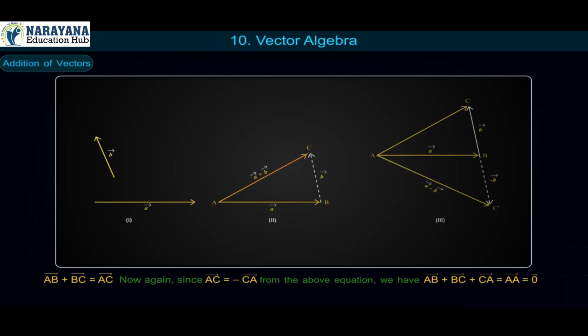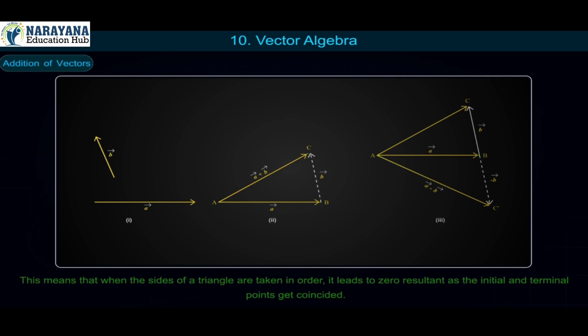Now again, since vector AC equals minus vector CA, from the above equation we have vector AB plus vector BC plus vector CA equals vector AA equals vector 0. This means that when the sides of a triangle are taken in order, it leads to zero resultant as the initial and terminal points coincide.